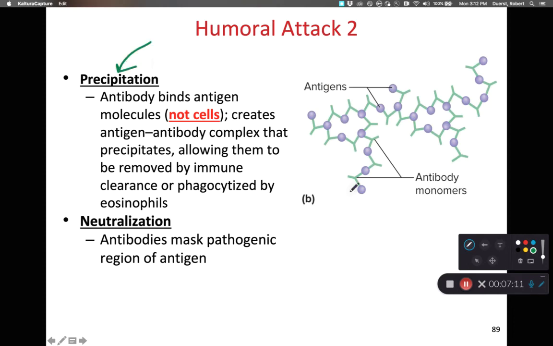We also have precipitation. Antibodies can bind antigen molecules, not cells, to create antigen-antibody complexes, which are so large, molecularly speaking, that they are going to fall out of solution and be easily removed by immune clearance in the spleen or phagocytosis via the eosinophils. We also can have neutralization. Antibodies can bind to the pathogenic portions of the antigen, neutralizing the antigen, so the antigen can no longer affect our body in a negative way.